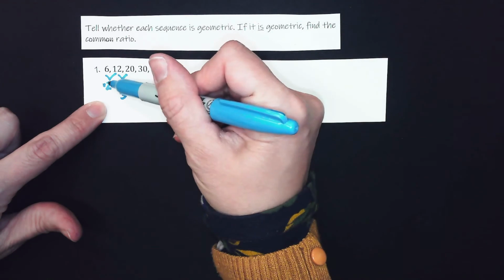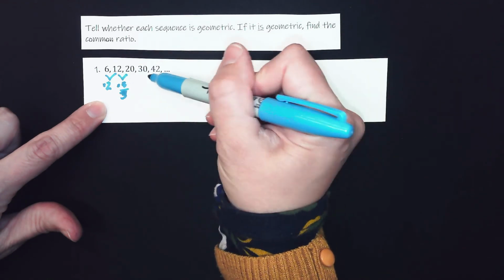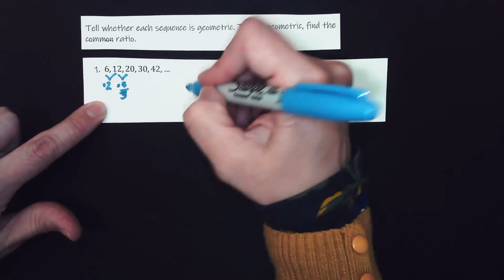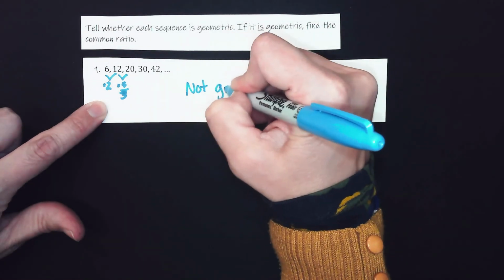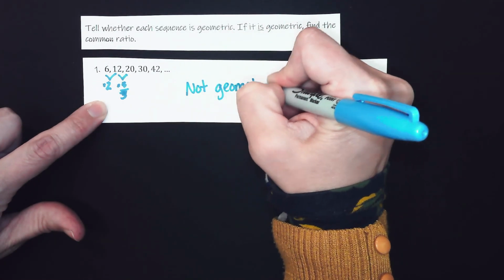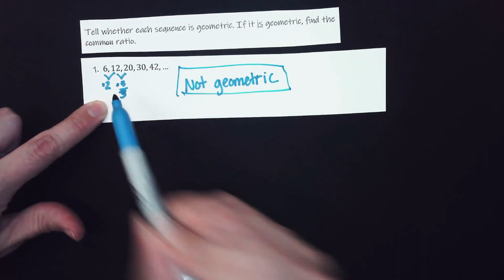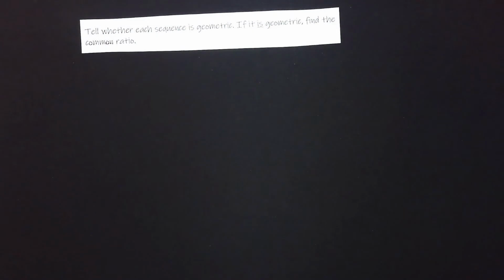I multiply by 2, then I multiply by 5/3, and then I'm going to multiply by 2/3, and it keeps going. It is not the same. So I know this is not geometric. I need to be multiplying by the same number each time. So let's give it a try on number 2.